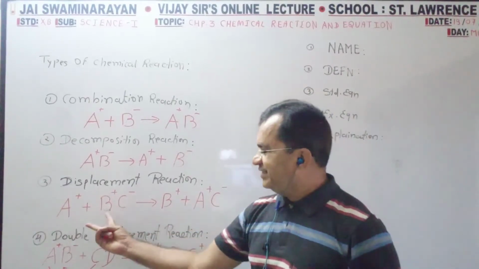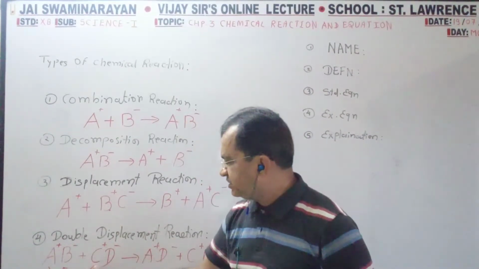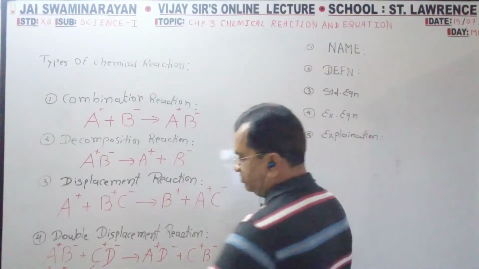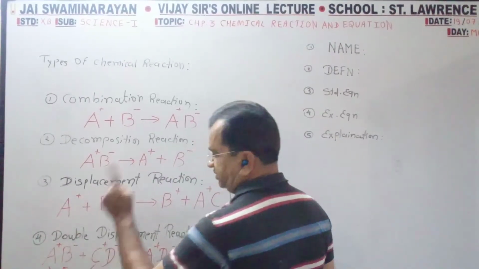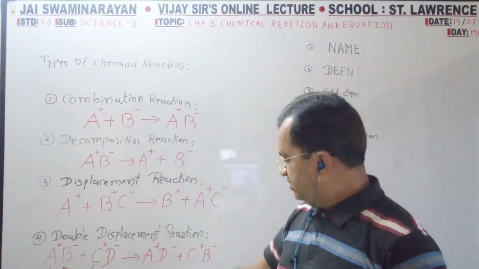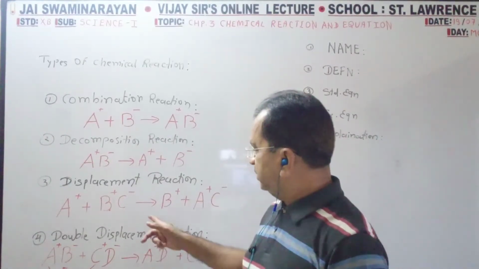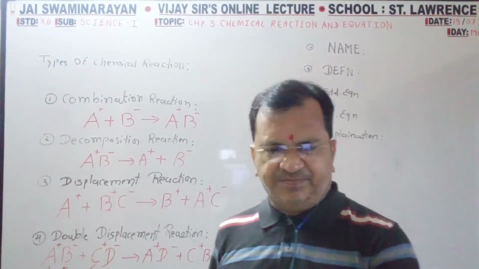So like this, replaced by C and this replaced by A. So I have changed this with positive, this negative, with this positive, this negative. Two new substances form. This I want to say with one simple example.